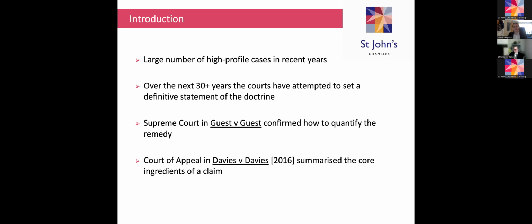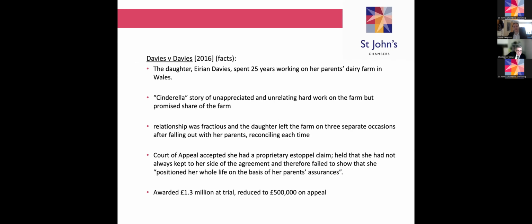And shortly before that, the Court of Appeal set out some core principles as to how one goes about determining whether or not there's a proprietary estoppel claim at all. And that's a case called Davis and Davis. Now, Davis was very much a classic proprietary estoppel claim, save that rather than being the hard-done-by son who had worked as a man and boy on the farm, it was the hard-done-by daughter.